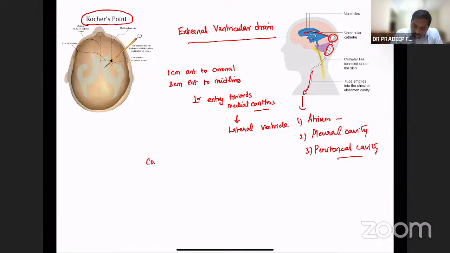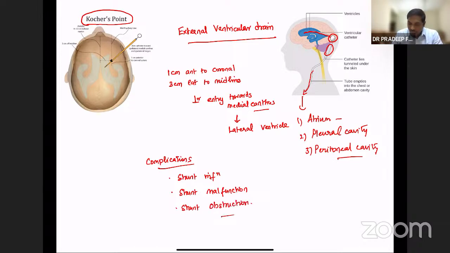So the common complications of VP shunt, or a ventriculo-atrial shunt or a ventriculo-pleural shunt: number one, shunt infection. Number two, shunt malfunction or shunt obstruction. Due to infection, any debris can happen that can go in for an obstruction. Whenever there is shunt infection or obstruction, the shunt should be replaced with another shunt placement.